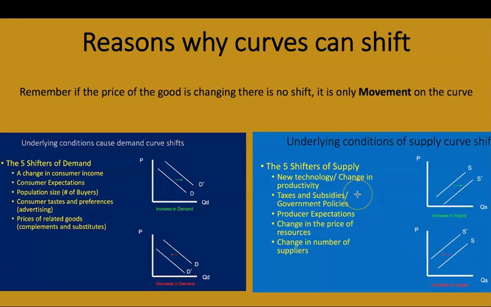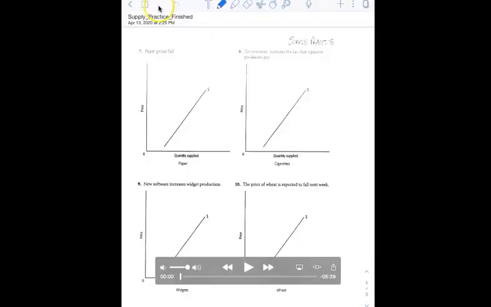5 reasons that supply could be shifting is 1, a change in technology. 2, a government policy like a tax or a subsidy. 3, a producer expectation. 4, a change in the price of resources needed to make the product. Or lastly, a change in the number of suppliers.